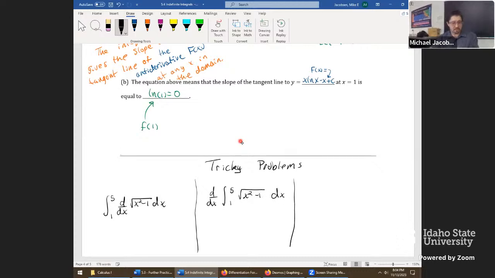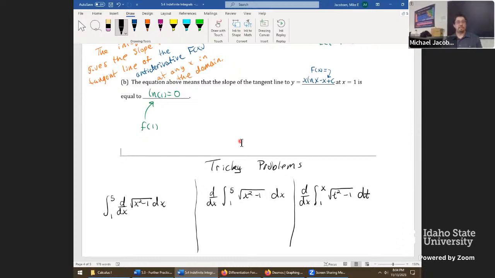And the last one we'll take a look at to start us out next class is the derivative with respect to x, in Leibniz notation d by dx, of the definite integral from 1 to x of the root of t squared minus 1 dt. So now there's no conflict between the variable of integration and the upper limit of integration.